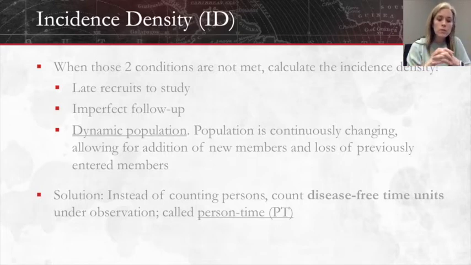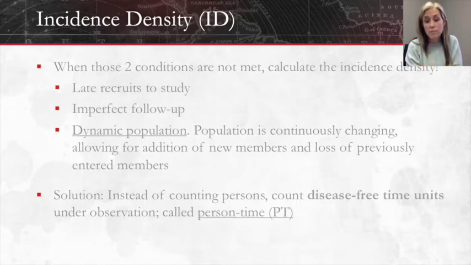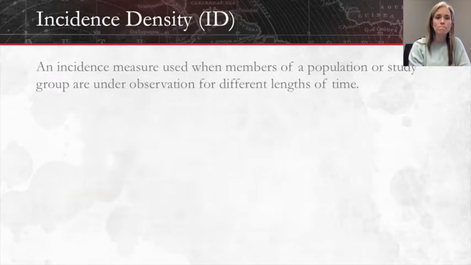So when we're talking about incidence density as a form of a rate, what we do is, instead of counting individual people who are disease-free in the denominator, what we end up doing is we count disease-free time units. It's the amount of time that those study subjects actually contribute to the study when they're disease-free. Okay, so sometimes you'll hear this called person time.